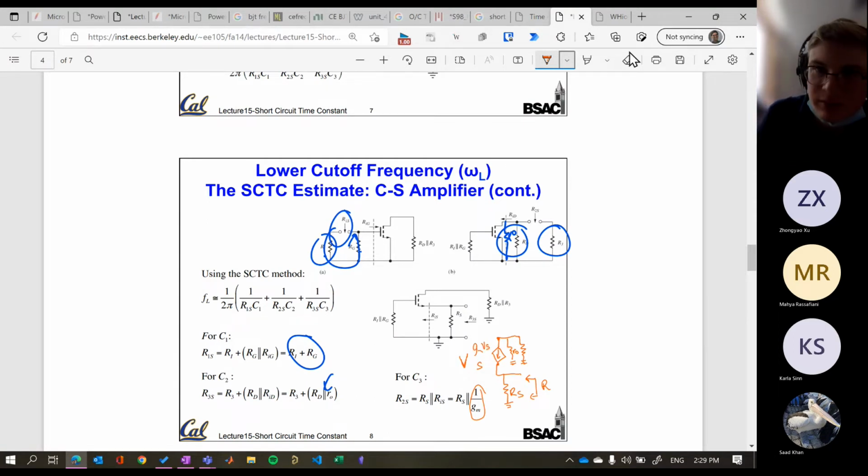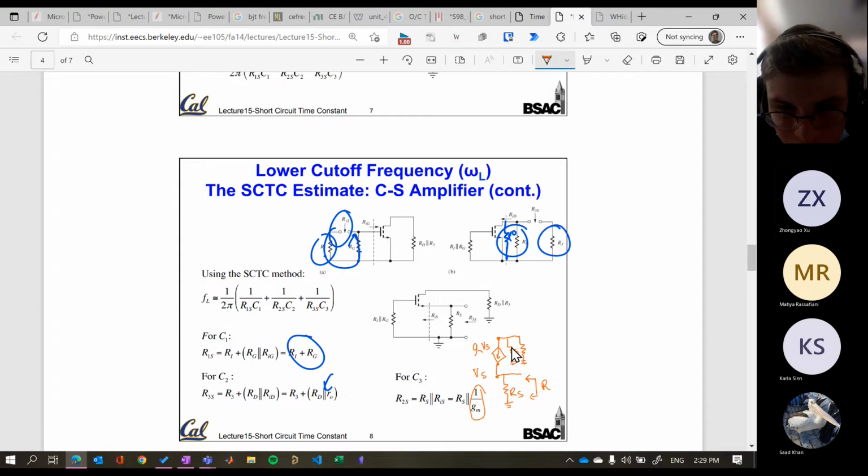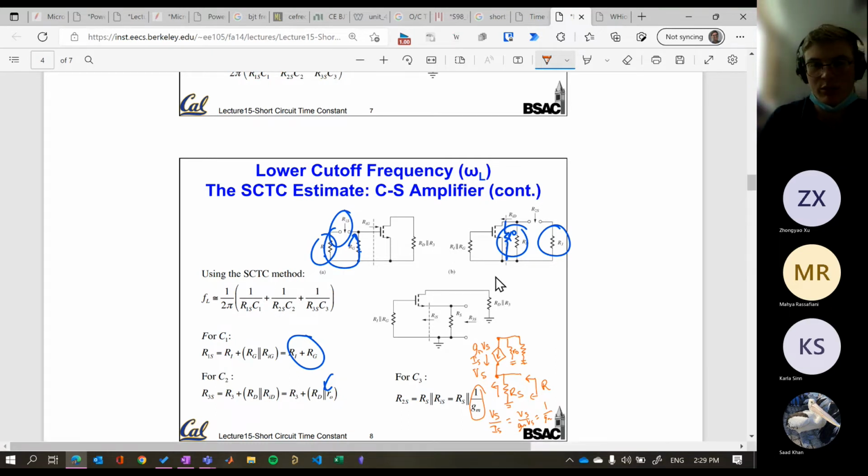GMV. That point there is VS. Yeah, so looking into this terminal, the resistance that we see is VS divided by IS. Obviously that is IS there. So then this is essentially VS divided by GM-VS, which is just 1 on GM. So essentially this is really weird, but a really important point.